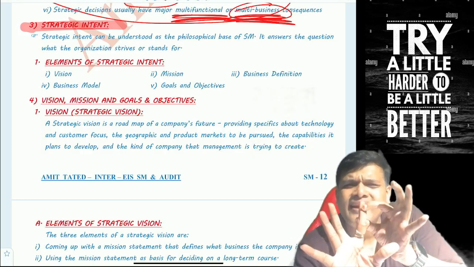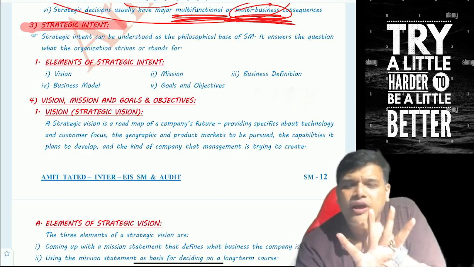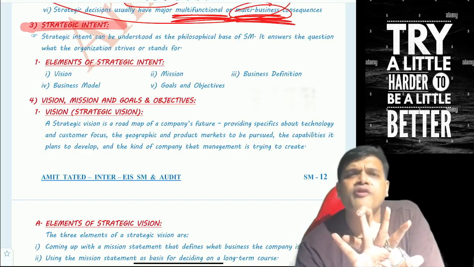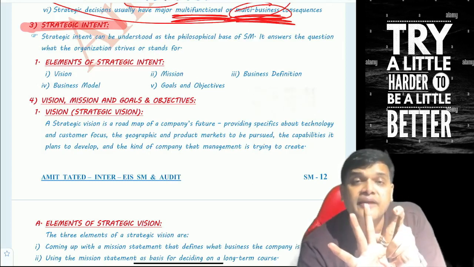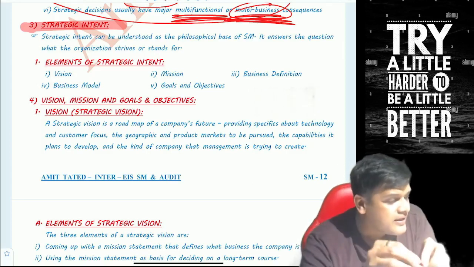Why did you go on to second? Why did you go on to third? Why did you go on to fourth? Okay, coming on fifth. Why are you on fifth? Because of fourth. Why are you on fourth? Because of third. Why are you on third? Because of second. Why are you on second? Because of first. So first is nothing but strategic intent.